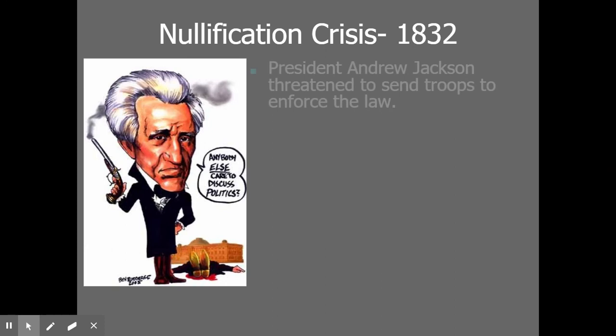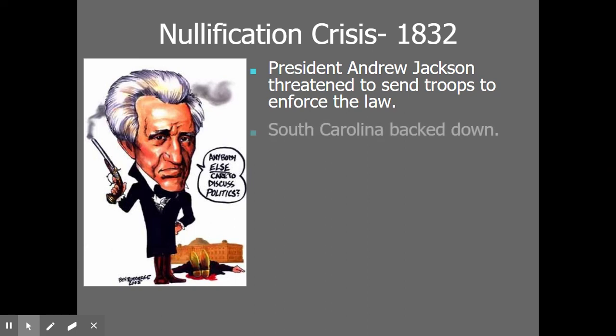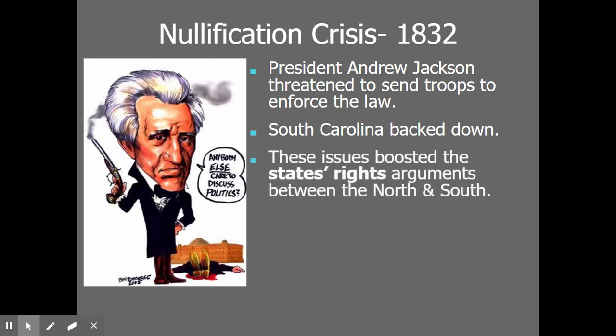But John C. Calhoun did, and Andrew Jackson threatens to send troops in, basically sends the U.S. Army in to force them to follow it, and says that if he sees John C. Calhoun, he's going to, quote, hang him from the nearest tree. So he threatens to send in troops and threatens to execute his former vice president. And South Carolina is like, no, it's fine. We're good. We'll follow the tariff. They back down.